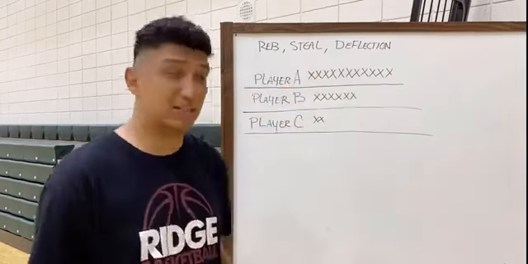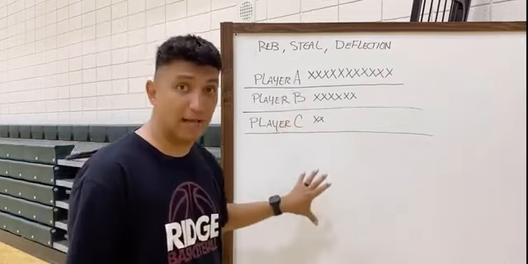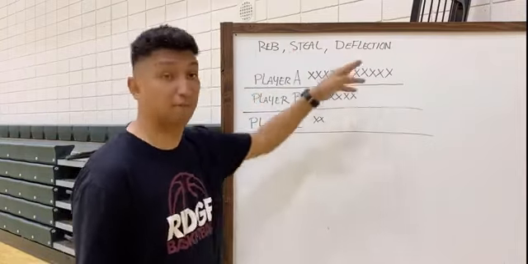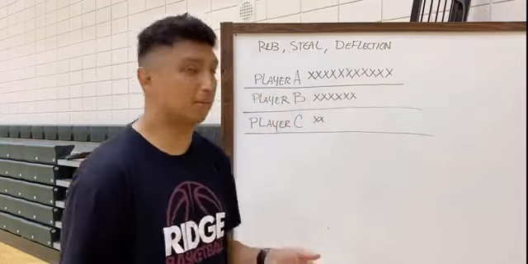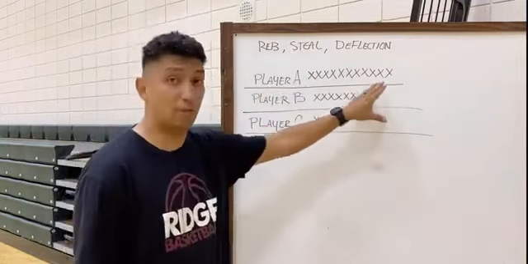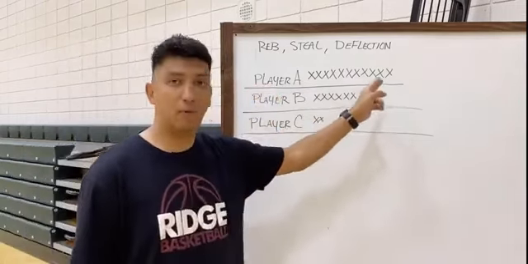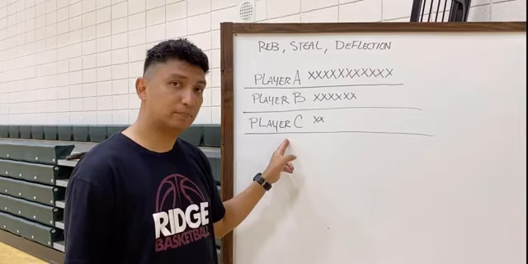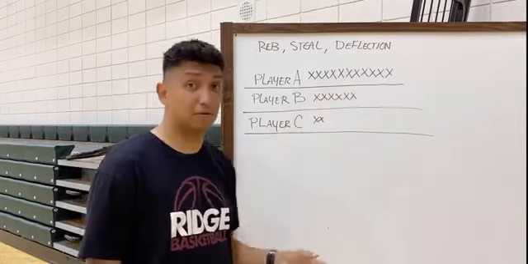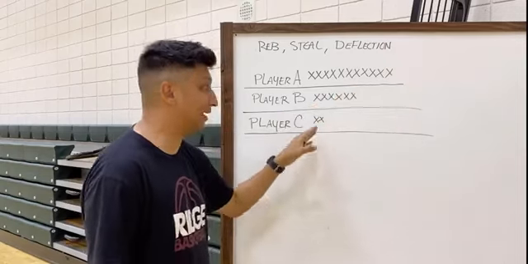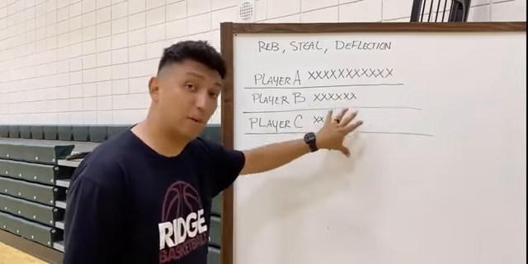By the time practice is over, you're gonna see everyone's productivity and or hustle. Obviously, for these things, the rebounds, steals, and deflections, it requires a lot of hustle. So therefore, it's gonna show. So like right here, you can obviously see that player A has way more than player C, okay? This also shows, in my program, playing time. Playing time is gonna get dictated at practice, and this is a good way to measure it.